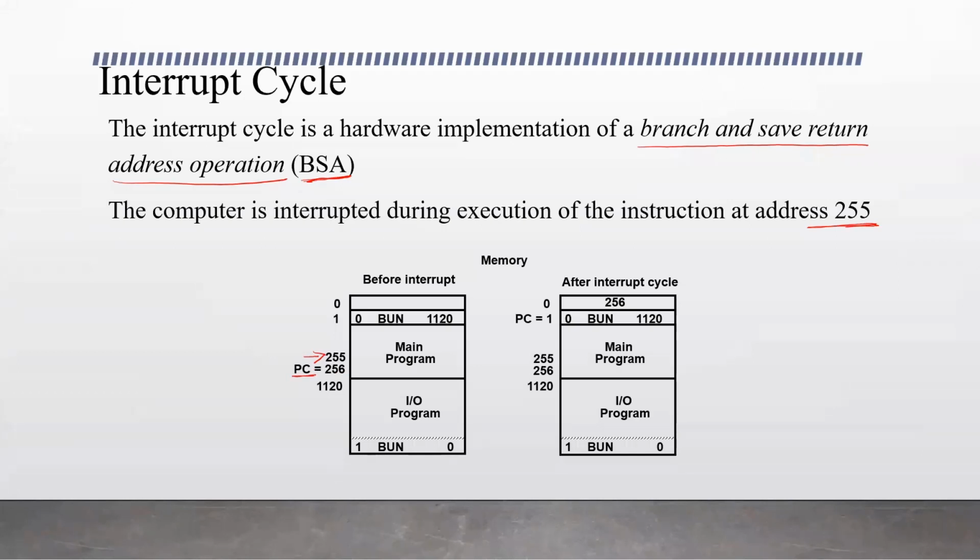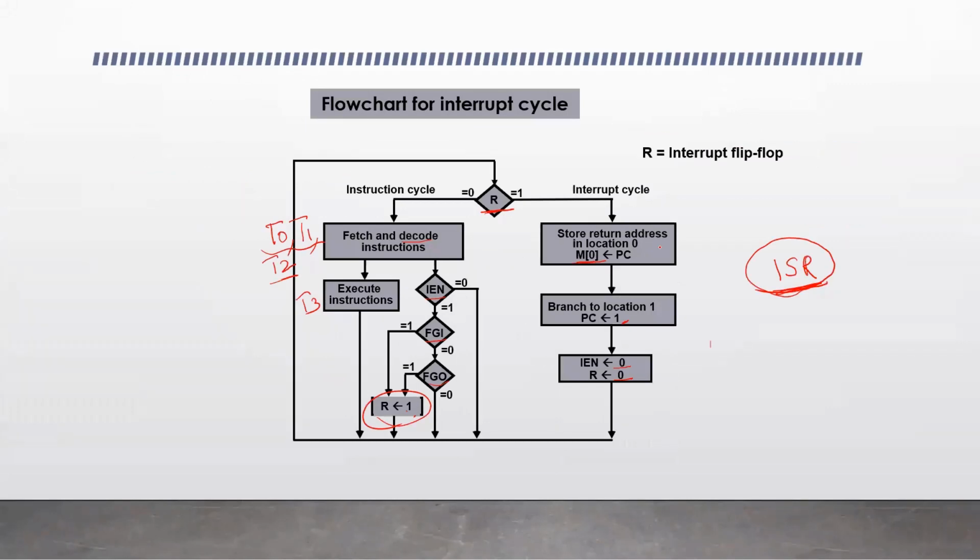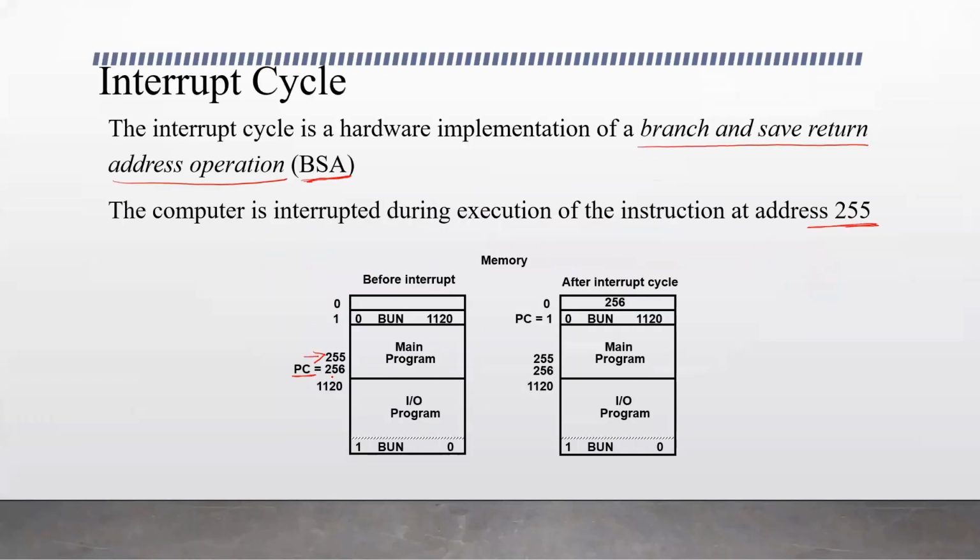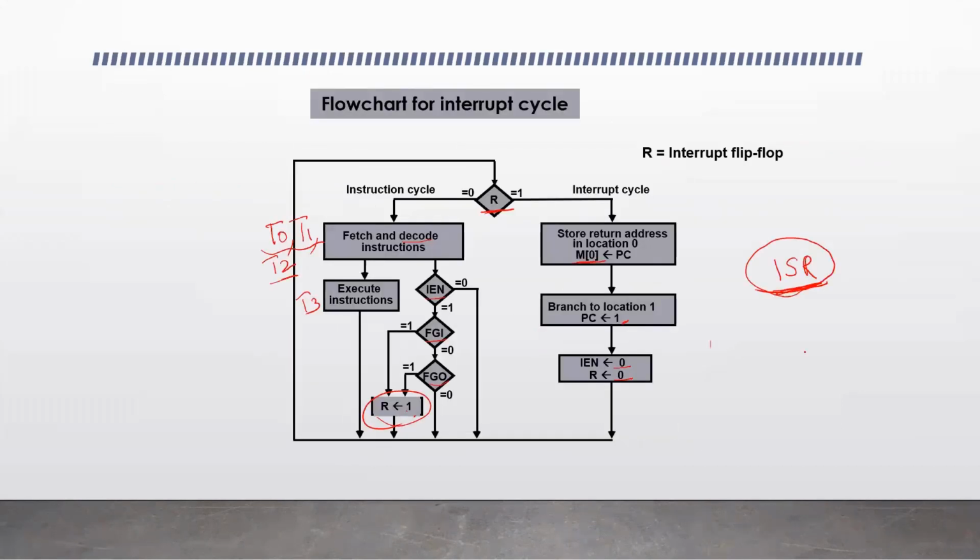So what is the first step in the instruction cycle? Interrupt cycle. Store the return address in location 0, that is the content of PC. The content of PC is 256. It is stored at location 0. Here at location 0, 256, the content of PC, is stored. And PC is set to 1. Correct? After that, our interrupt cycle sets PC as 1.